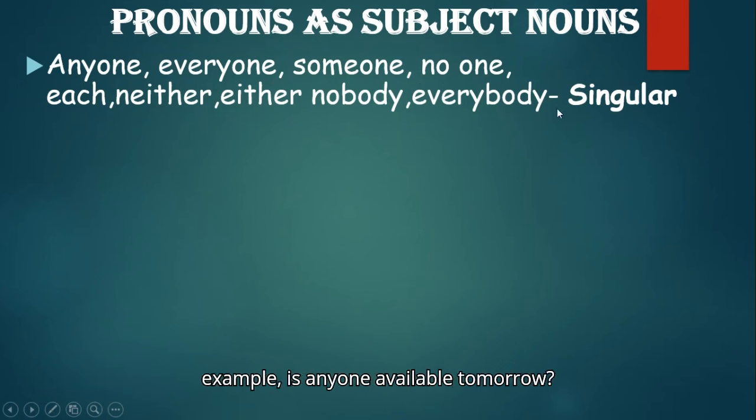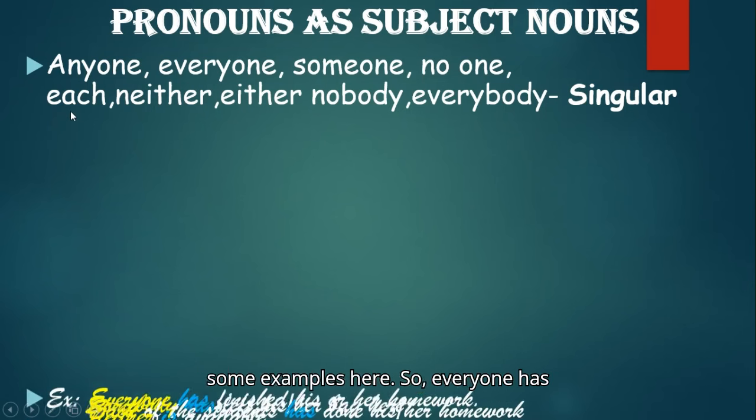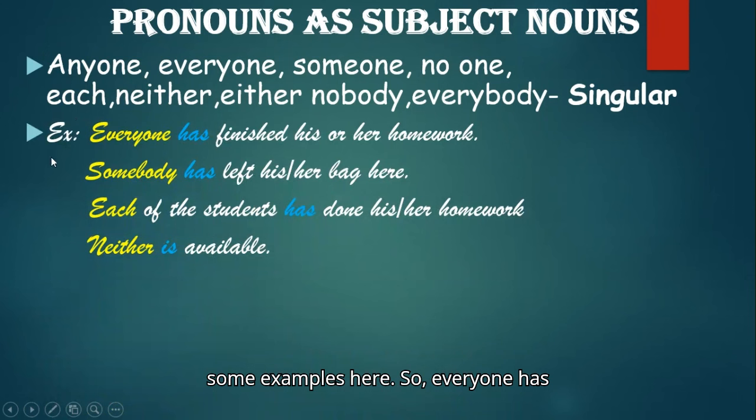For example, is anyone available tomorrow? In sentences where such kinds of pronouns are used, the verb form follows the singular rule. Let's look at some examples here. Everyone has finished his or her homework. So we are talking about each person in that group. Somebody has left his or her bag. We would not say somebody have, because we are talking about one single person who has left his bag.